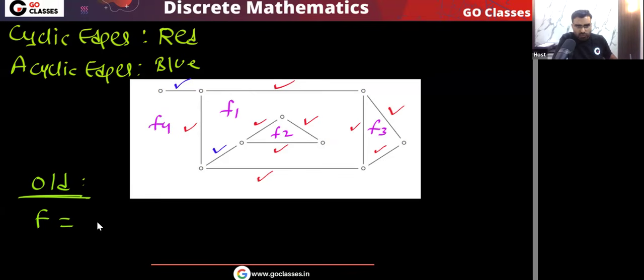Okay, so you can see that the number of faces is 4. And what is the number of components? That is 1. Okay, now you tell me what will happen if I delete a cyclic edge.